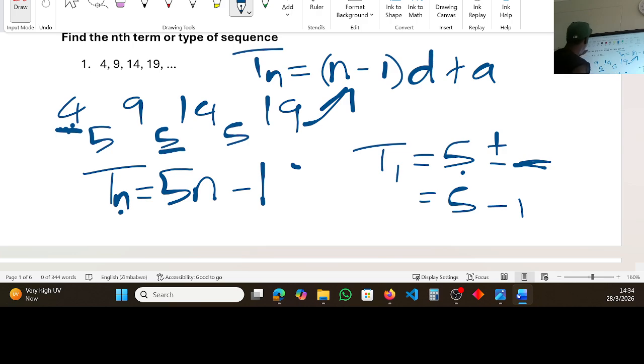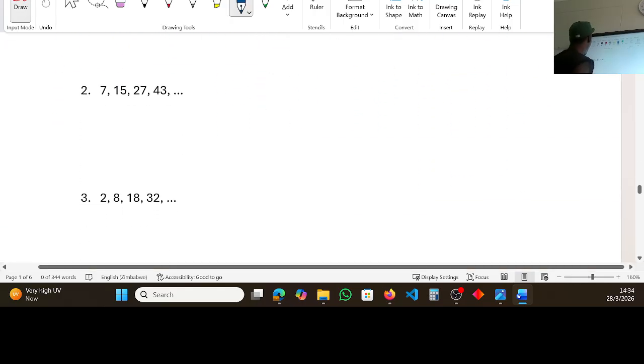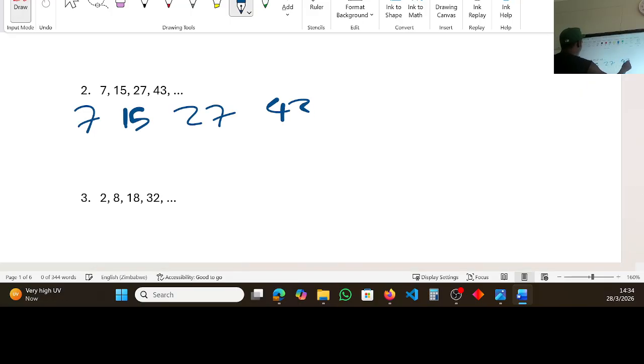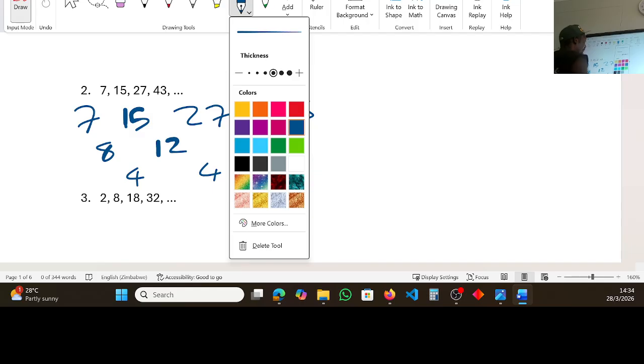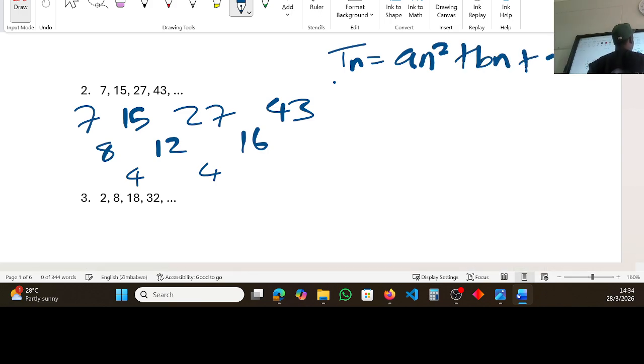That's the nth term. Then I'm moving to the next pattern where I'm given 7, 15, 27, 43. Let me try and check. Here the difference is 8, then 12, and it looks like here it's 16. When we continue, it looks like this time around it's now 4 all the time. So this one is quadratic, and with quadratic, we follow the general form Tn equals an squared plus bn plus c.